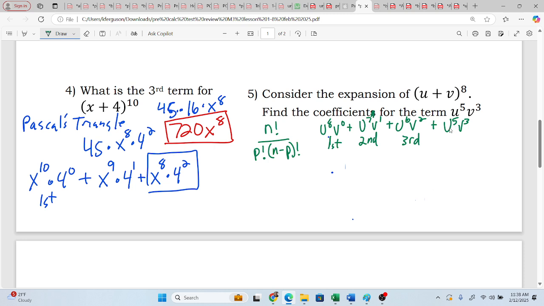So anyway, u to the fifth power times v to the third power. That's the fourth term. So I want to know what the constant is for the fourth term. Does everybody follow my logic there?